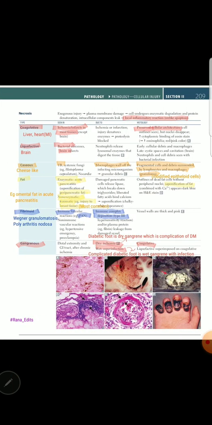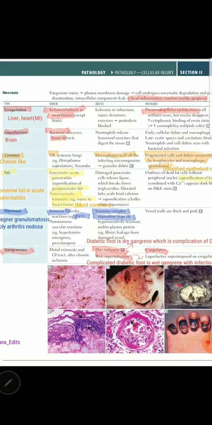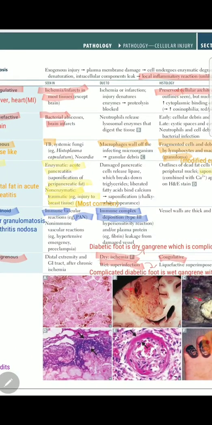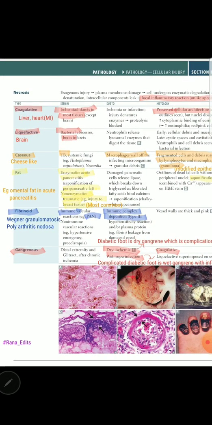And moving on to the next page, that is necrosis. Necrosis is death of tissue mostly caused by some trauma or hypoxia. It is a very general term and it has many types. This is not a programmed cell death. This is an accidental or traumatic death.